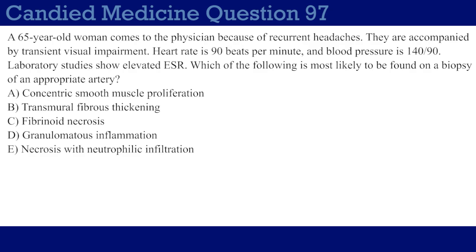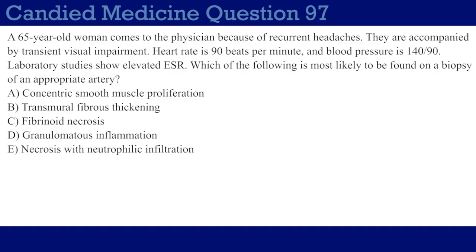So for this question, I said appropriate artery instead of giving you a specific artery, because if I just told you which artery it was, it would make it a lot more obvious. But even without that, you should be able to recognize that this is giant cell arteritis, which mainly affects the carotid and temporal arteries. You have a patient that's over 50 years old. She has a headache, visual impairment, and the elevated ESR. These are all suggestive of giant cell arteritis.